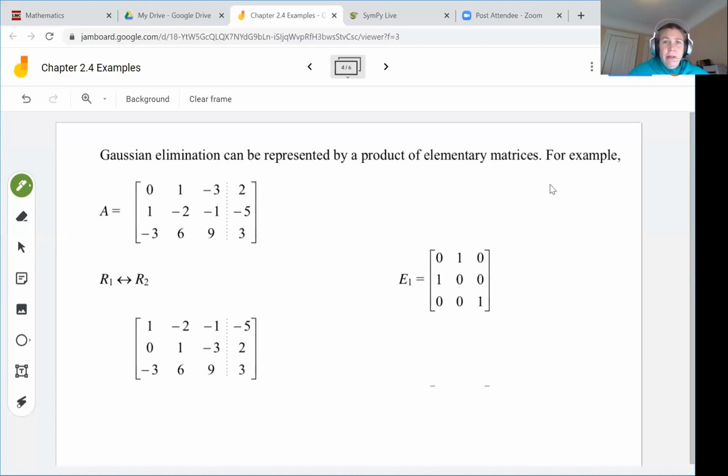Our first Gaussian elimination step here would be to swap row 1 and row 2. So we would use the elementary matrix here with row 1 and row 2 having the 1 swapped. You can double check, if we multiply through, we get this result with row 1 and row 2 swapped from the original matrix.